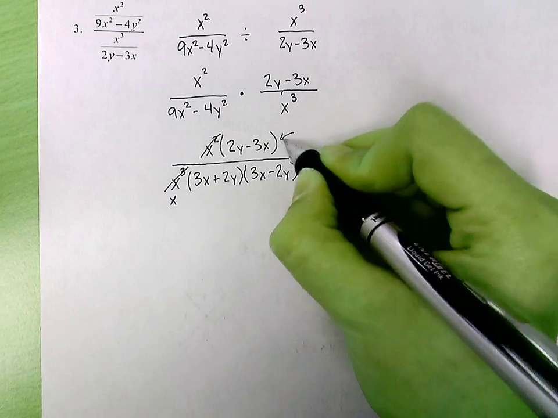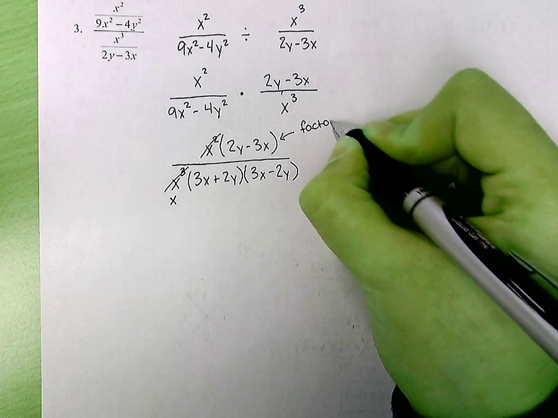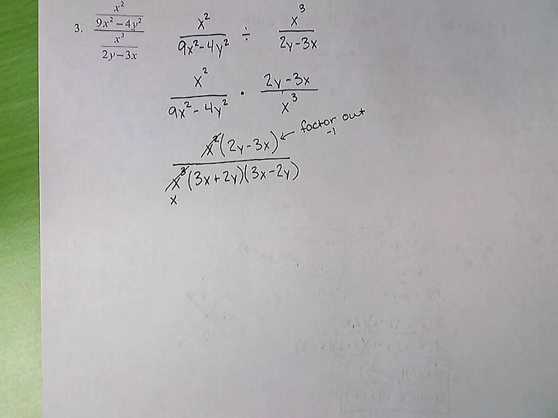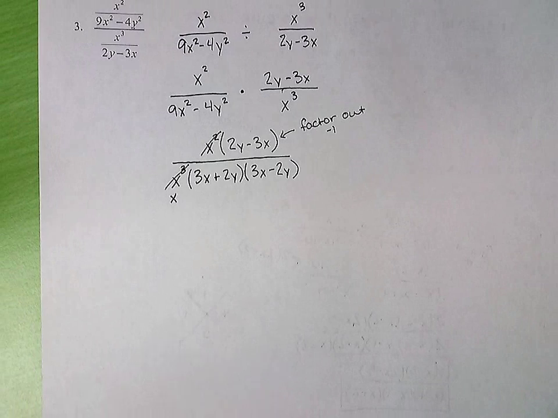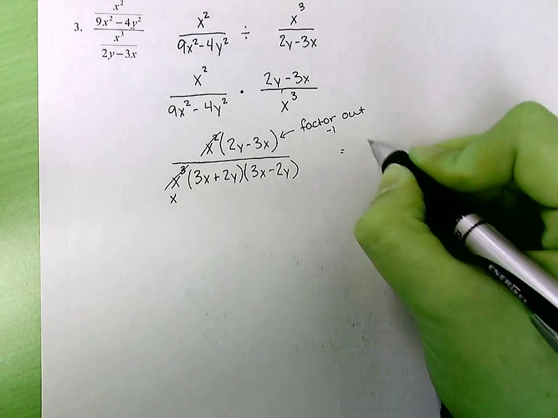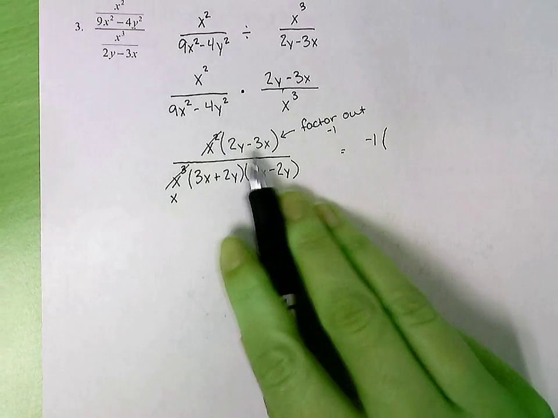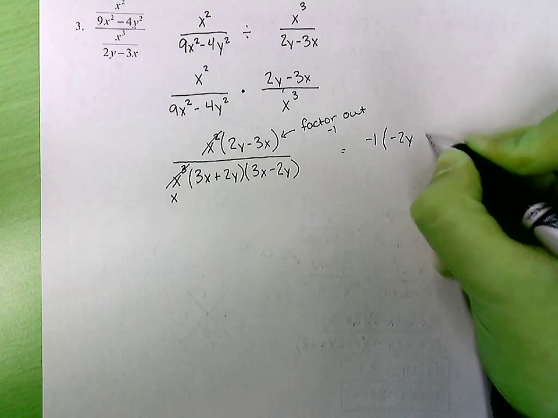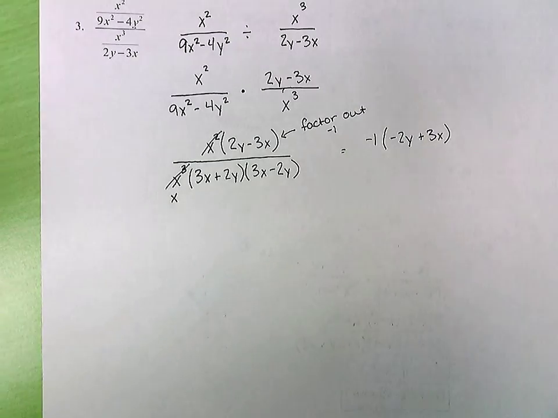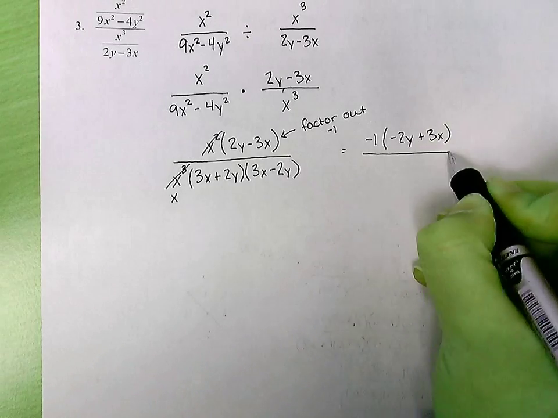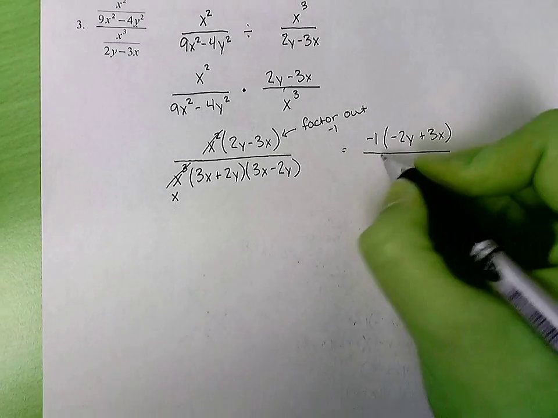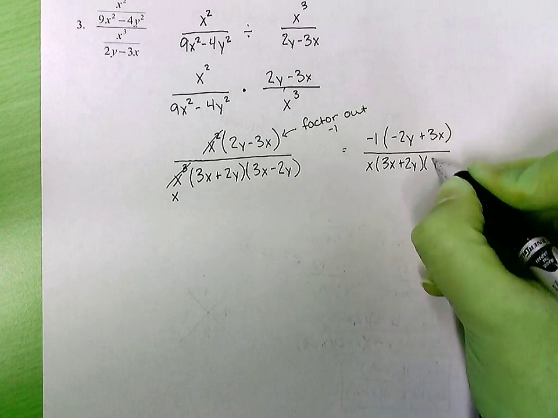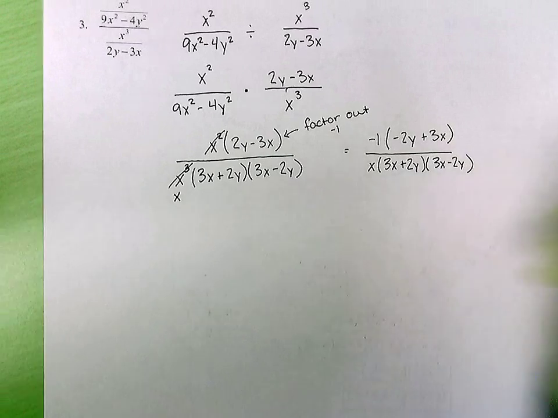Okay, so in that numerator there, we want to factor out -1. Okay, you can't just cancel it out, you got to factor out -1 first. So we'll have -1. That changes the sign of both of those terms. So now I'll have -2y plus 3x. That's over, I still have that x left. And we have 3x plus 2y and 3x minus 2y.